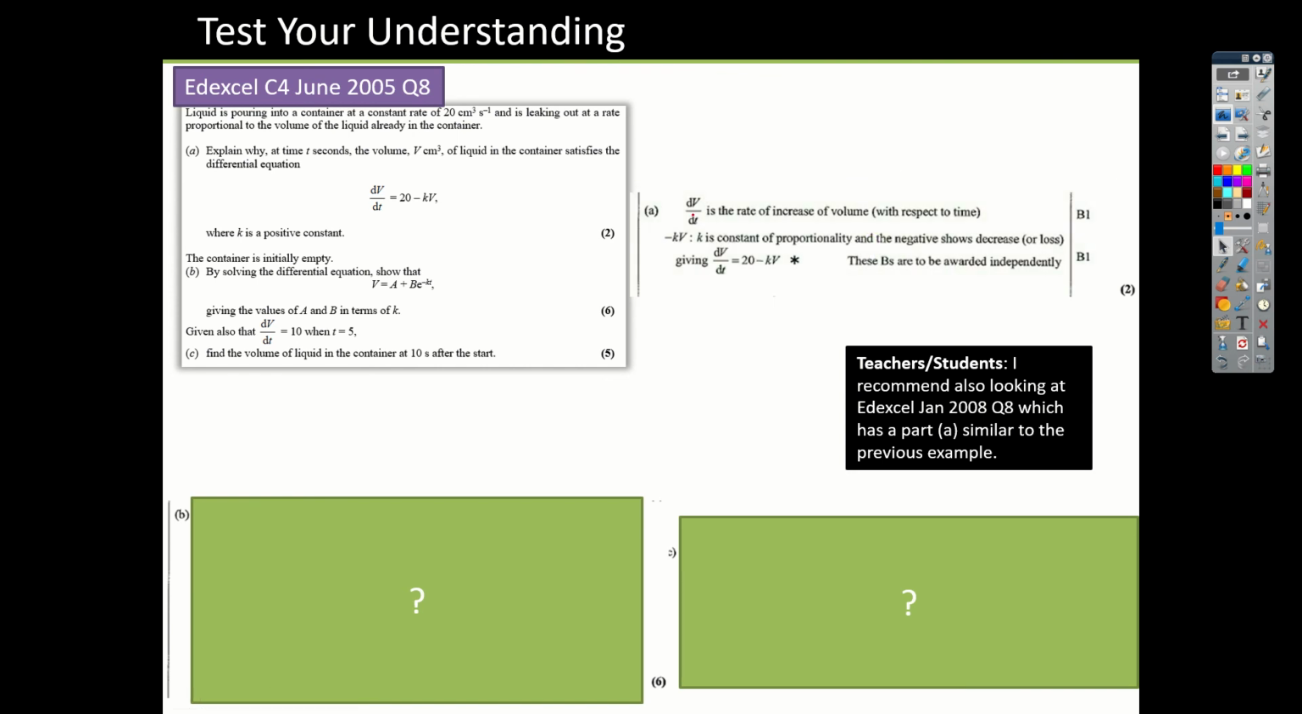So dV by dt is the rate of increase of volume with respect to time. So define dV by dt as minus kV. K is a constant of proportionality, and the negative shows decrease. The signs of things are important here.